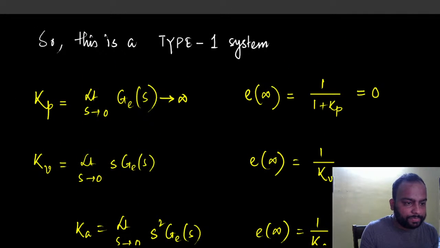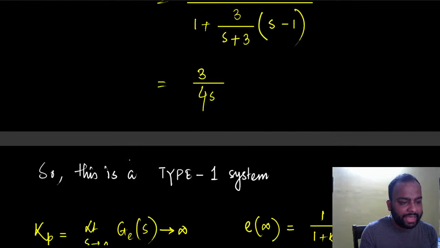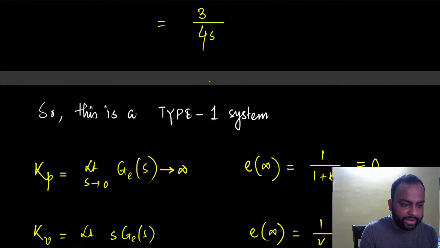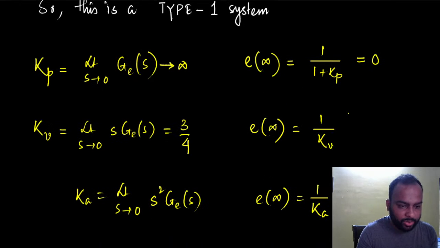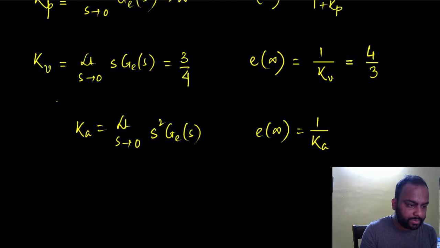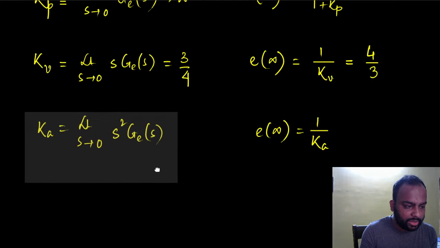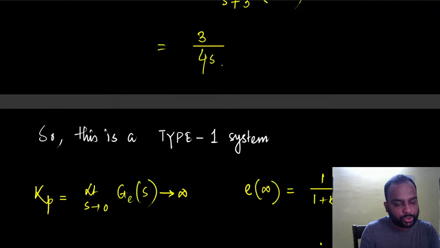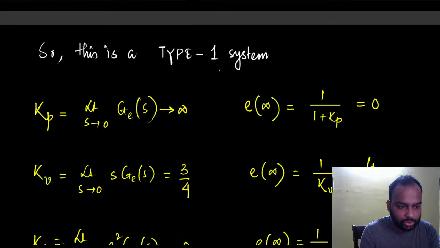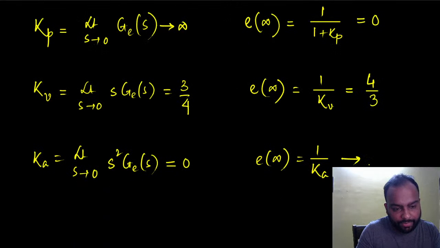And for this one, if I multiply G(s) with s and then calculate the limit when s tends to 0, that becomes just 3 by 4. So the velocity error constant is a finite value, and of course the reciprocal of the velocity error constant is the steady state error due to a ramp input. That's going to be 4 by 3. And here, Ka is going to be 0, because if I multiply this with s square and take the limit when s tends to 0, that becomes 0, and subsequently the error becomes infinity.